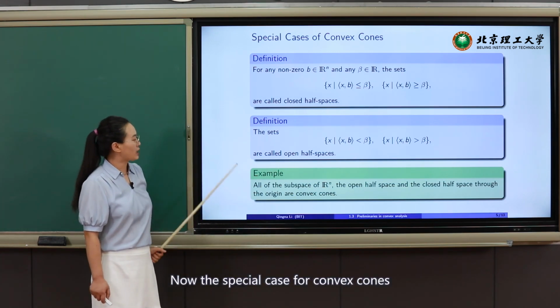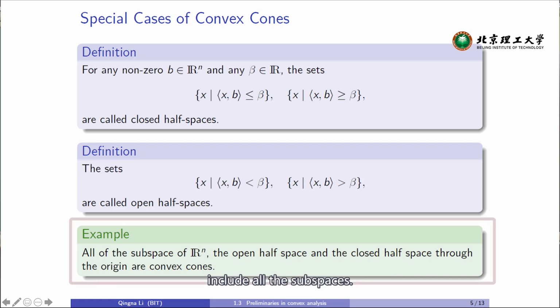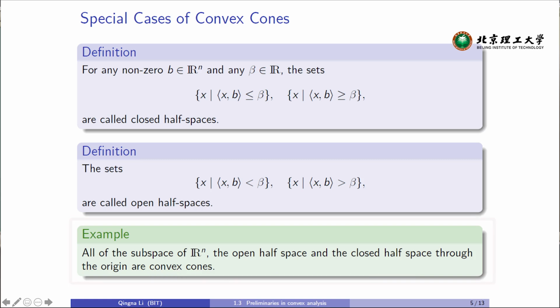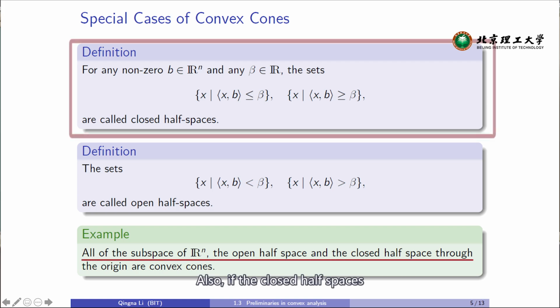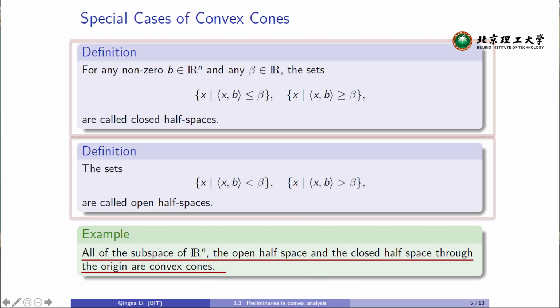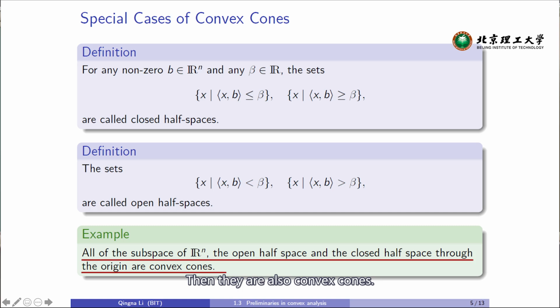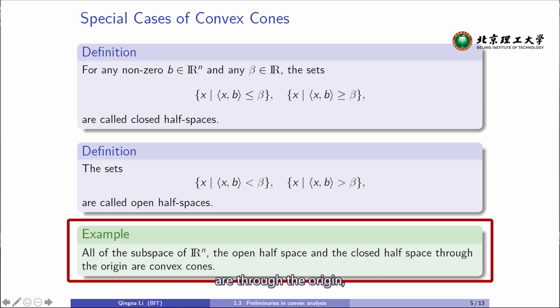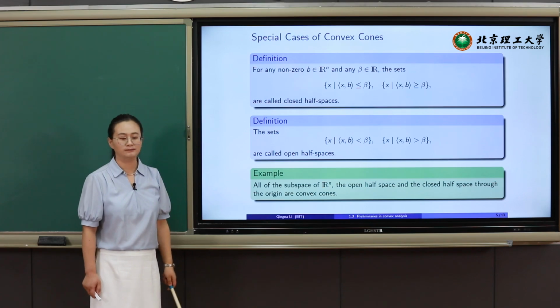Now, the special cases of convex cones include all the subspaces. So all the subspaces in n-dimensional space are actually convex cones. Also, if the closed half spaces or the open half spaces go through the origin, then they are also convex cones. So general closed half spaces are not necessarily convex cones. However, if the closed half spaces go through the origin, then they are convex cones.